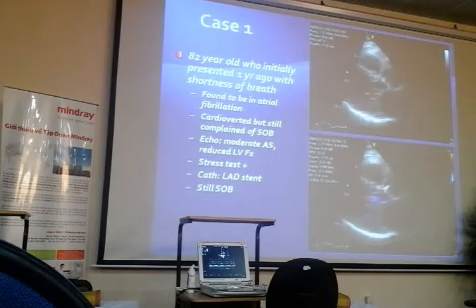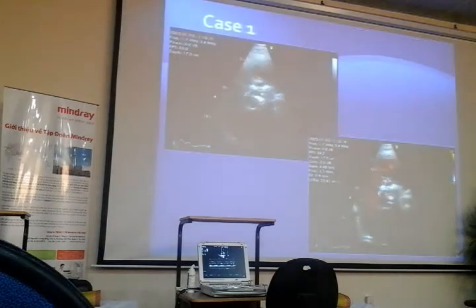And the patient ended up having an LAD stent, but still complained of some shortness of breath. Now, when we look at patients like this and we see a reduced valve area, we'll actually planimeter the valve area.